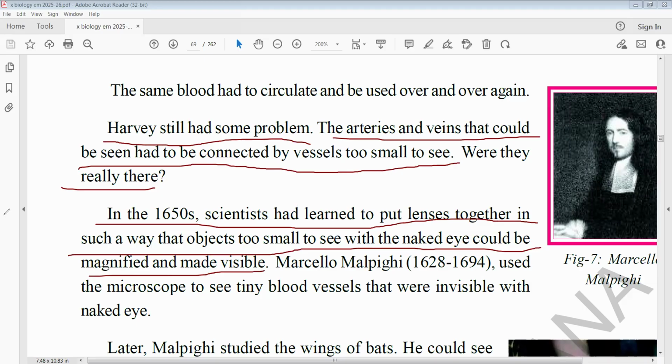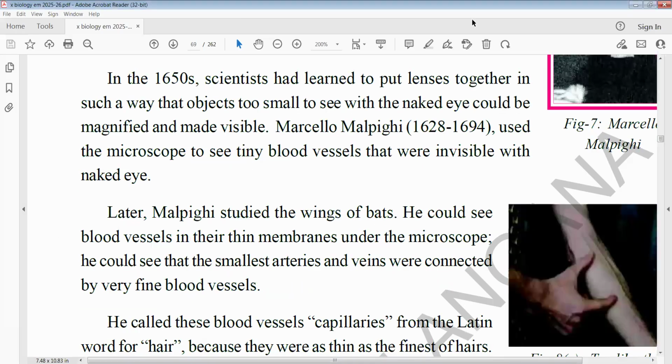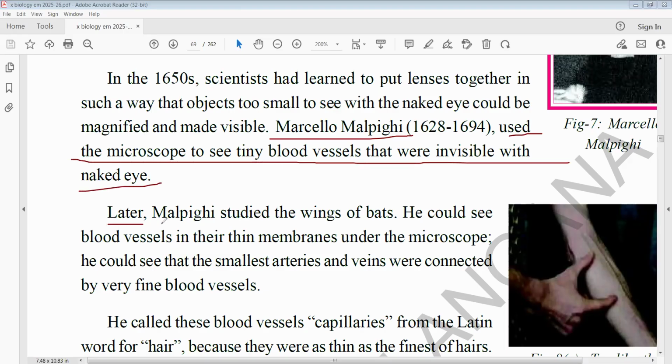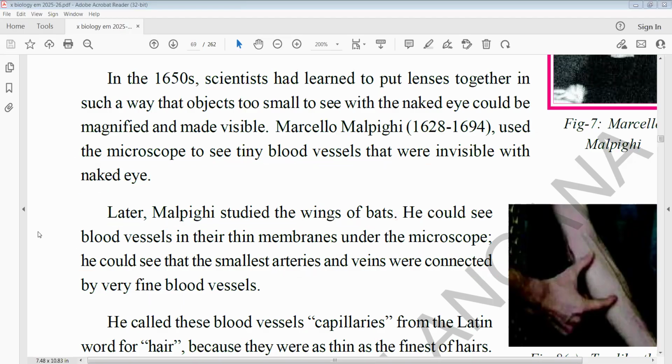So here another scientist, Marcello Malpighi, used a microscope to see tiny blood vessels that were invisible to the naked eye. Later, Malpighi studied the wings of bats. He could see the blood vessels in thin membranes under the microscope. He could see that the smallest arteries and veins were connected by very fine blood vessels, hair-like projections, called capillaries.